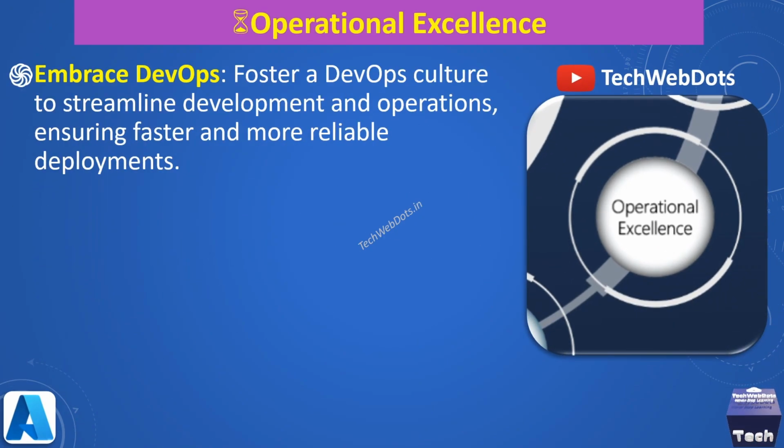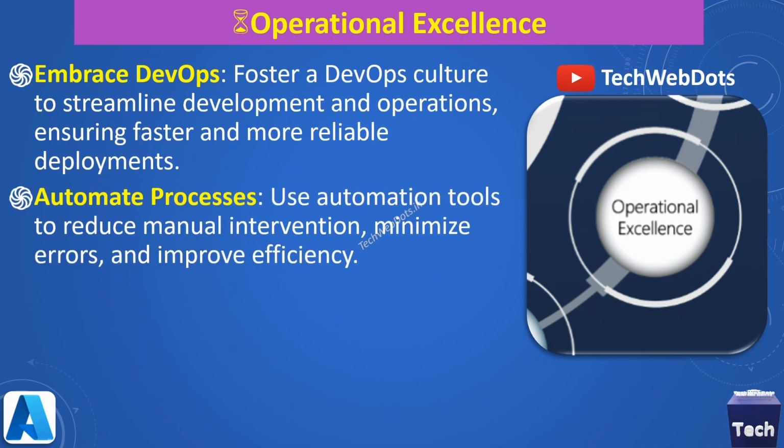Now we talk about operational excellence, right? So it starts with embrace DevOps, because this is the opportunity. When we are using the Azure Well-Architected Framework, it fosters a DevOps culture to streamline development and operations and ensure faster and more reliable deployments, because at this point you can do some innovation that will help your future deployments.